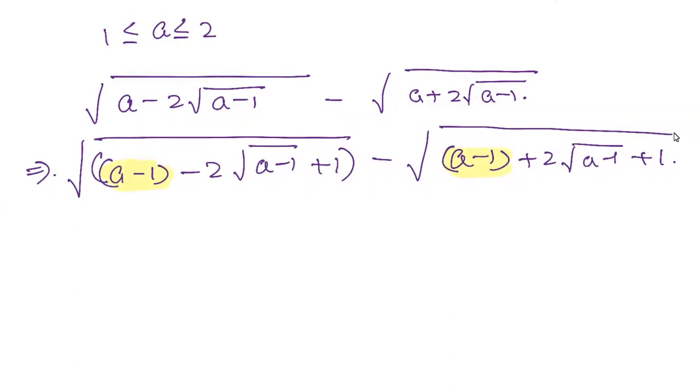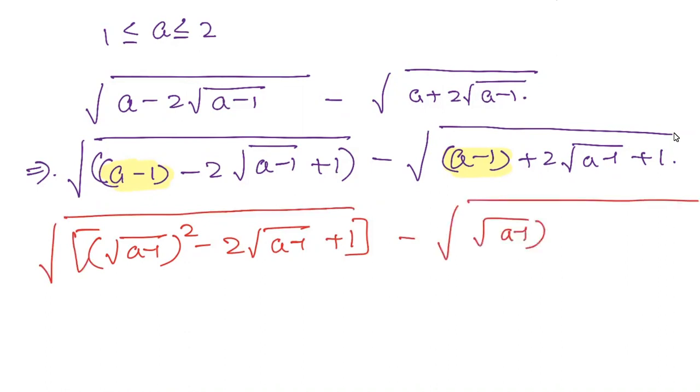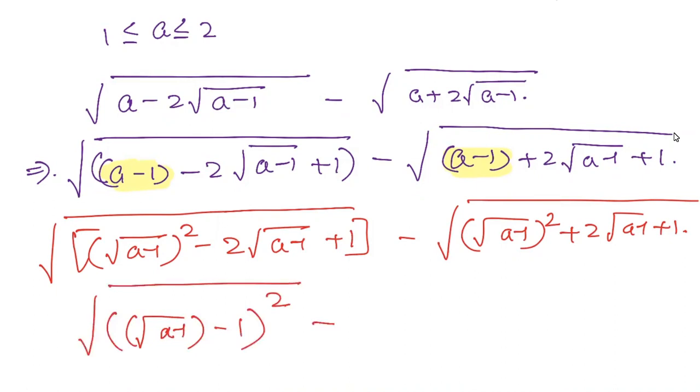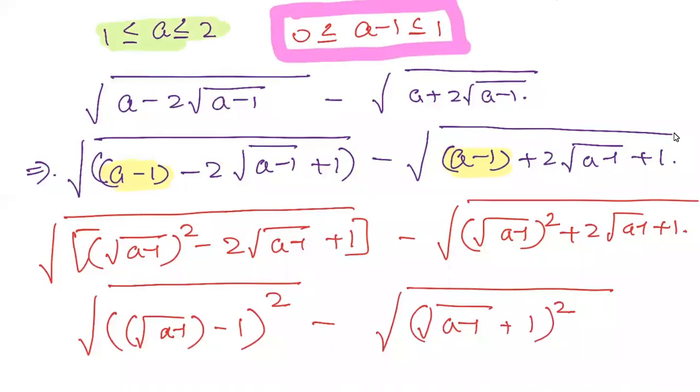So what we are doing, under root of a minus 1 whole square minus twice of under root of a minus 1 plus 1 is in the under root, minus under root of under root a minus 1 the whole square twice of under root a minus 1 plus 1. So this is nothing but under root of a minus 1 the whole square is in the under root minus under root of under root a minus 1 plus 1 the whole square. But the value of a is given between 1 to 2. So a minus 1 must lie between 0 to 1. I have subtracted 1 from everything. Or under root of a minus 1 is lying between 0 to 1 only.